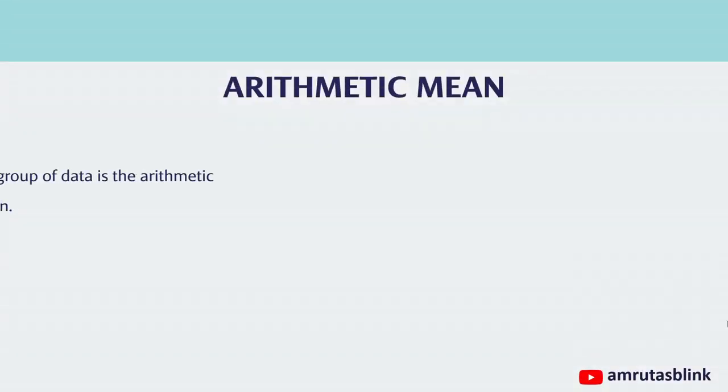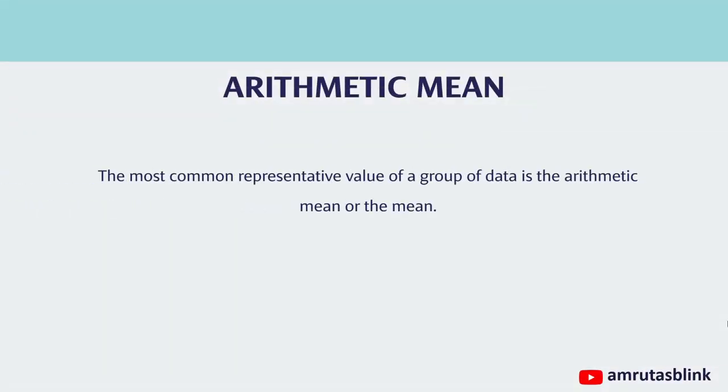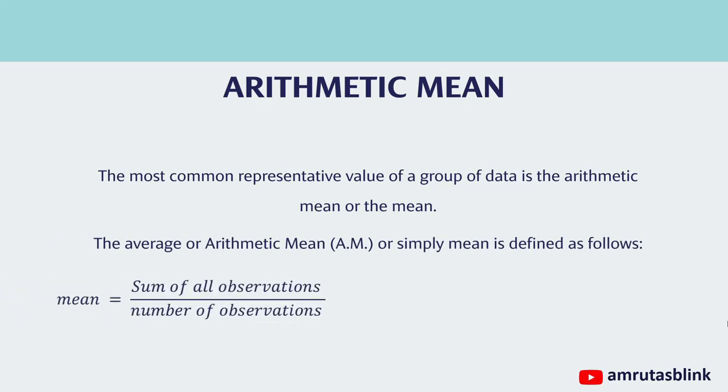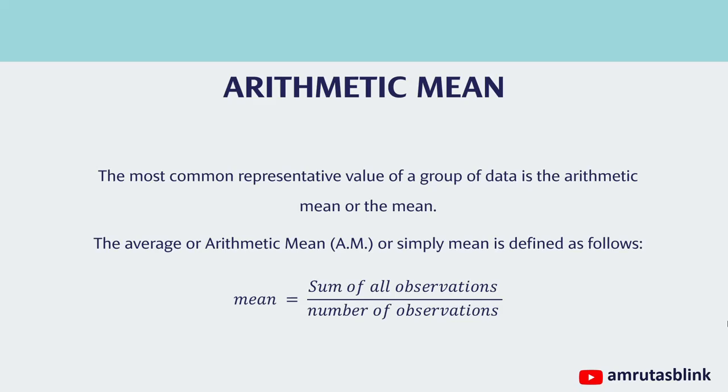Arithmetic mean. The most common representative value of a group of data is the arithmetic mean or the mean. The average or arithmetic mean or simply mean is defined as follows. Mean is equal to sum of all observations divided by number of observations. In this chapter, we are going to see three concepts, that is arithmetic mean, mode and median. We are also going to see the concept of range.